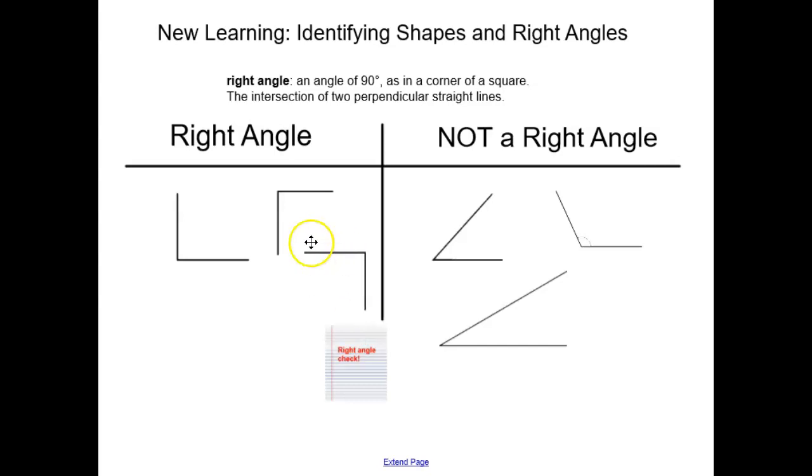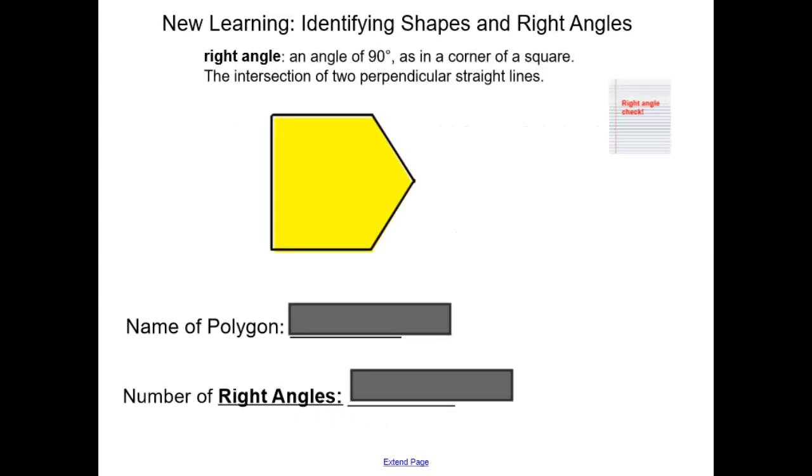Wonderful job. And you'll notice that the orientation or the position of these right angles are different. That doesn't matter. The orientation doesn't matter. All that matters is that two perpendicular lines meet, whether it's at the top of a shape or the bottom. It doesn't matter. They're still right angles. And remember to have a piece of paper handy, just like my right angle check.